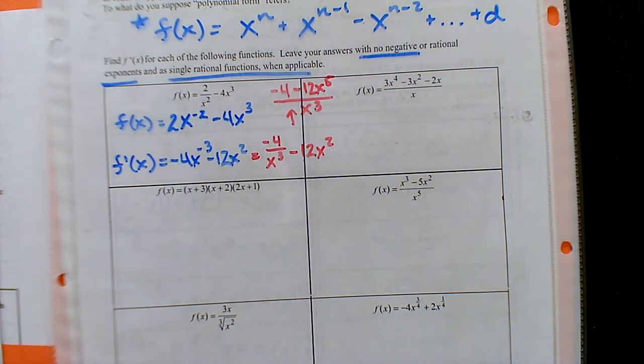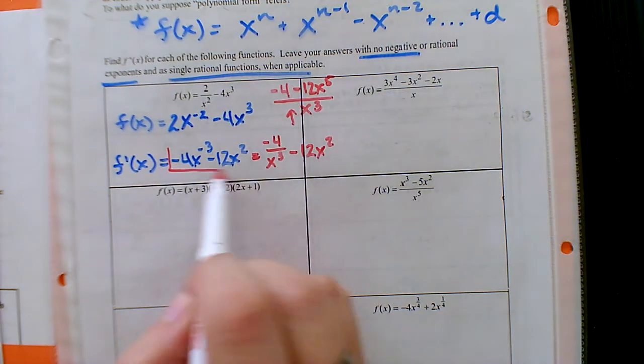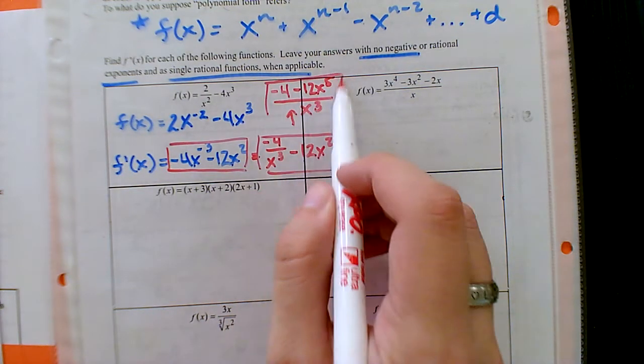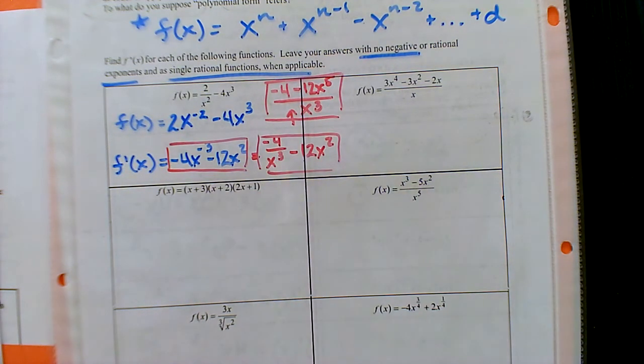So all of these are the same derivative. They're just represented in different forms. I would say any of these three are perfect, but since the directions are telling us no negative powers and write your answer as a single fraction when possible, we'll take this one as our final one.